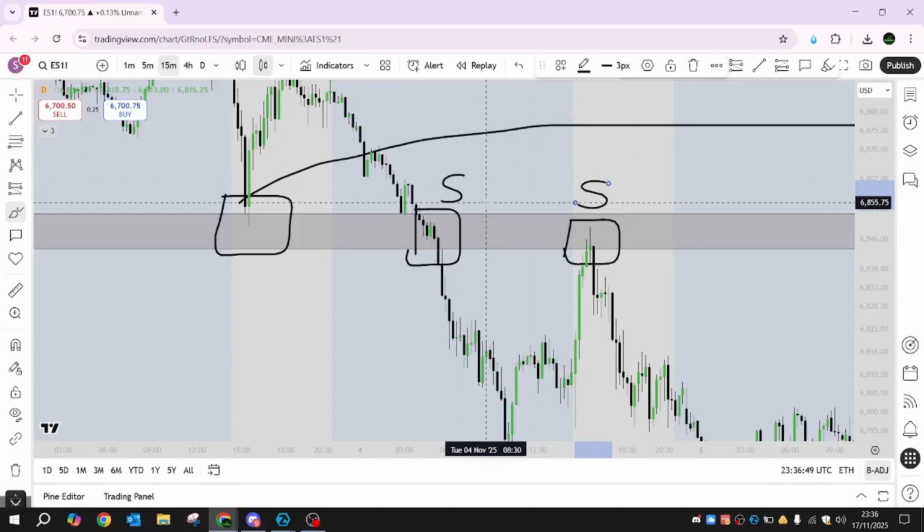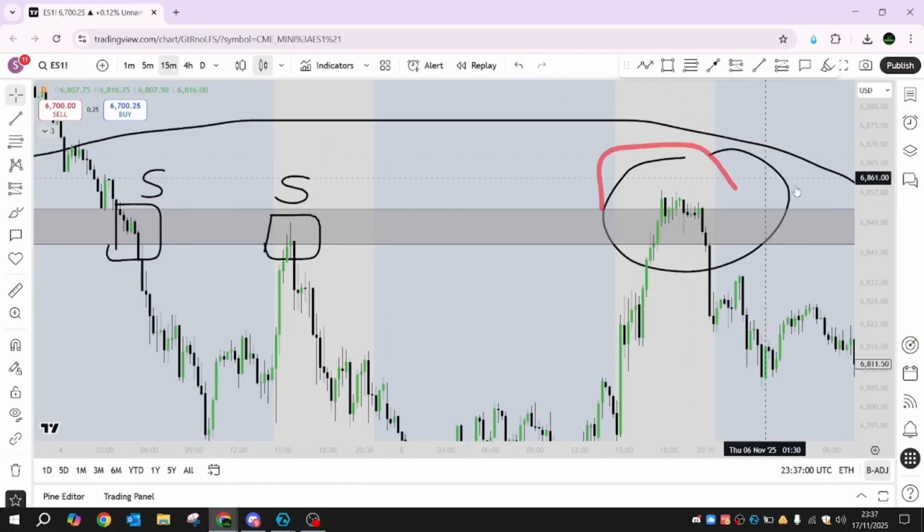What does supply actually mean? Why do some fair value gaps hold and some fair value gaps don't hold? Why do some work? Why do some don't work? So I'm going to try my absolute best to answer this question for everyone.